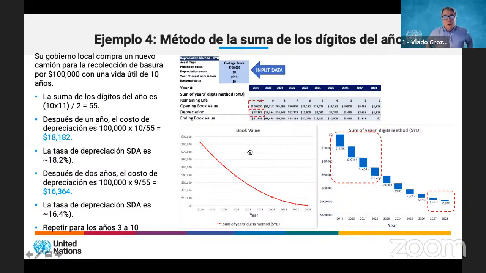Instead of using the calculator again, you should use Excel. It's very simple, shown on the right-hand side. You have the input data: the garbage truck, the purchase cost, and the depreciation years, for example, 10, and it automatically calculates the opening book value and ending book value. The accountants know about this. You can see the graph on the right of the slide. This is another accelerated depreciation method we should use, especially for vehicles.